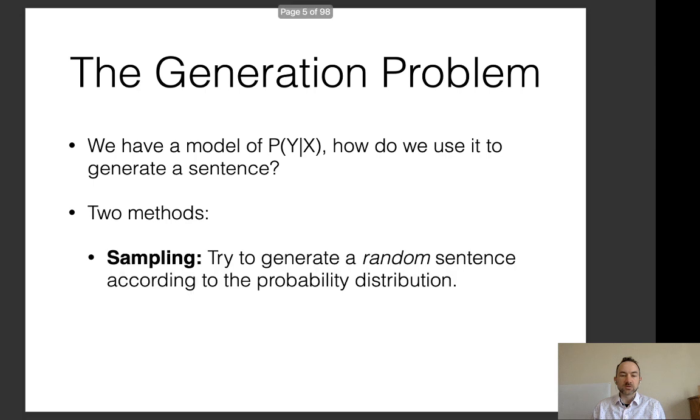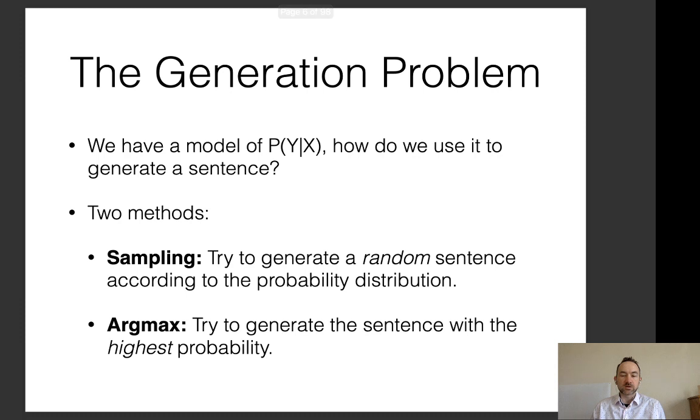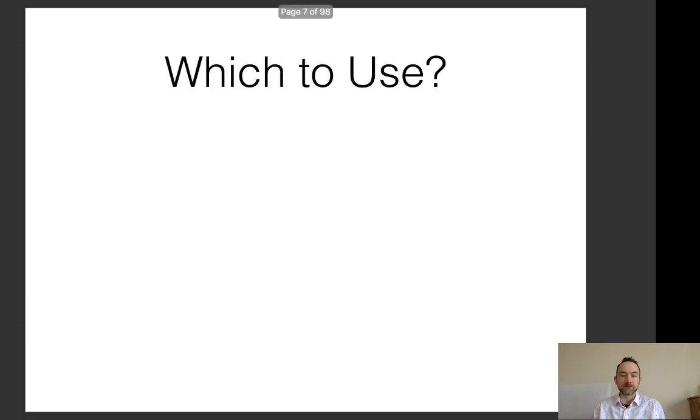There are essentially two methods that we've also talked about a little bit in previous classes. First is sampling, where we try to generate a random sentence according to the probability distribution, and argmax, where we try to generate the sentence with the highest probability. So the question becomes which to use.